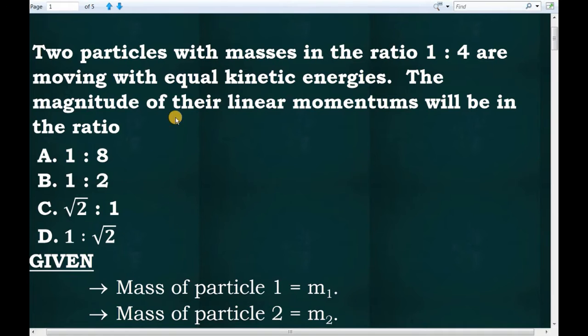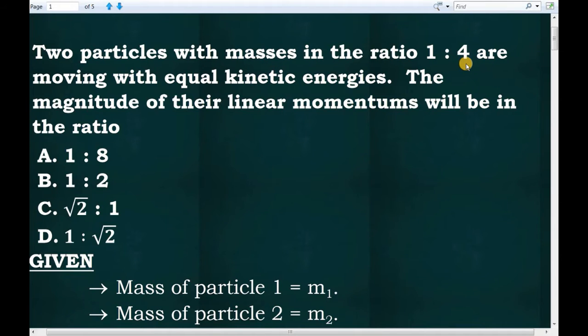Now I will analyze the question. There are two particles. The two particles are moving with certain velocity. The kinetic energy of the two particles are same, and the masses of the two particles are in the ratio 1:4, which means the mass of the particle 2 is 4 times the mass of the particle 1.